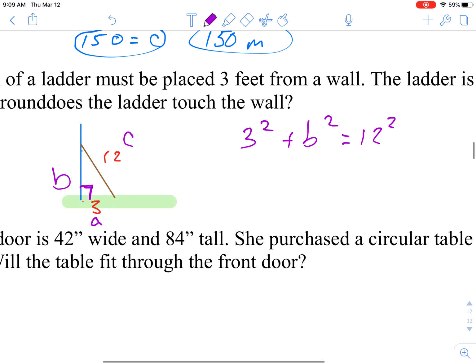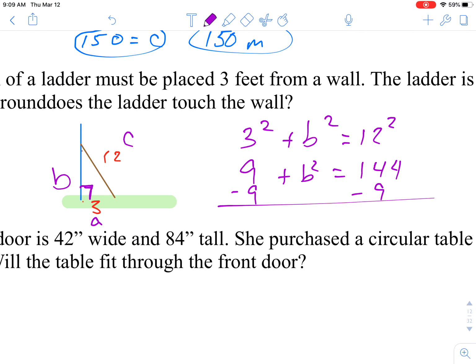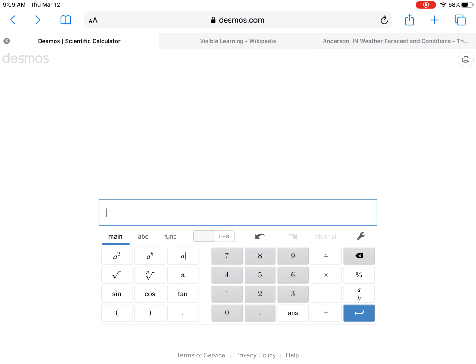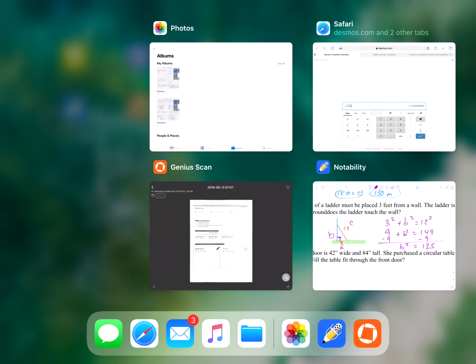Again, you can work this out. 9 plus B squared is equal to 144. I'm going to subtract 9 from both sides. B squared is equal to 135. Again, you can use a calculator if you're not real strong on that. So 144 minus 9, 135, and then we're going to do the square root of 135. So the square root of 135 is 11.61. We're going to round that to 11.6.